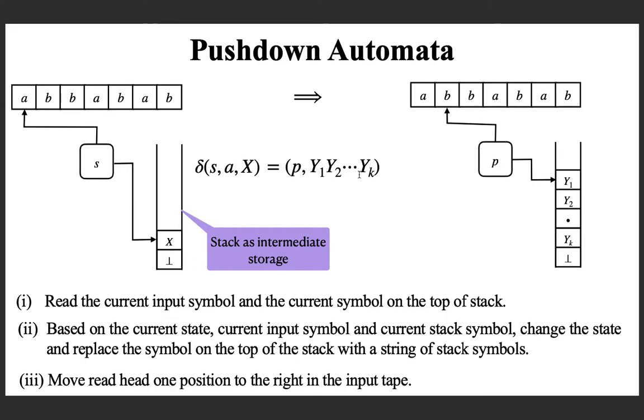0 means here you will get epsilon. 1 means if you are replacing capital X with Y, you can say Y. In general, you can replace it with a string of stack symbols. Hope you followed it. It's a very simple concept, and move on to the next slide.